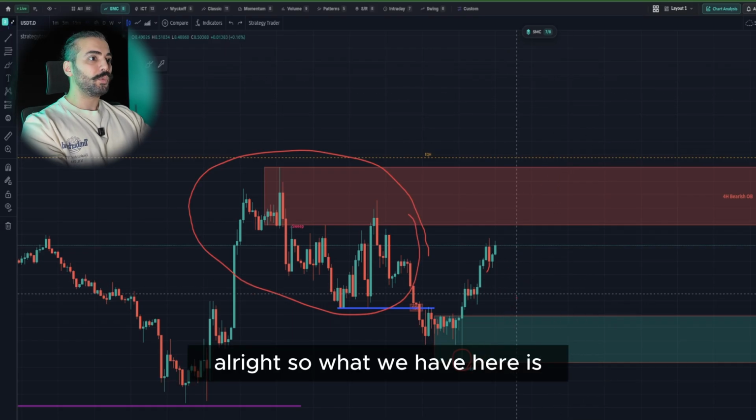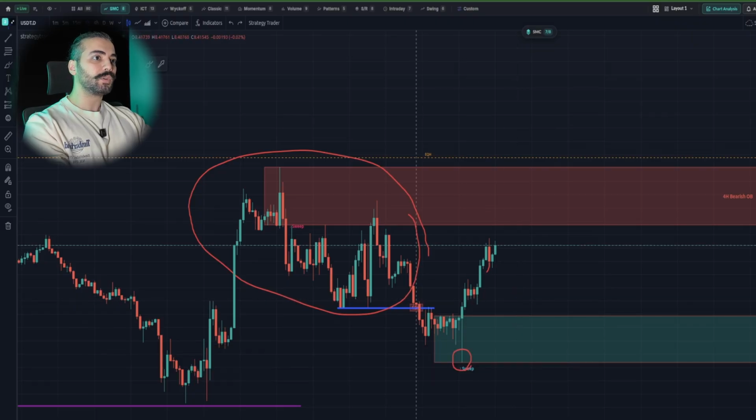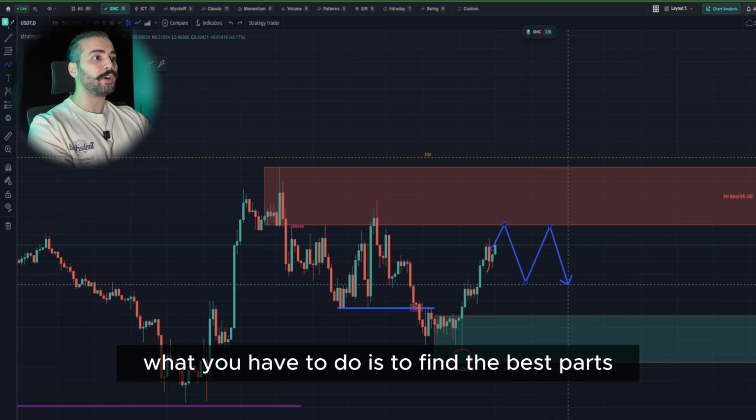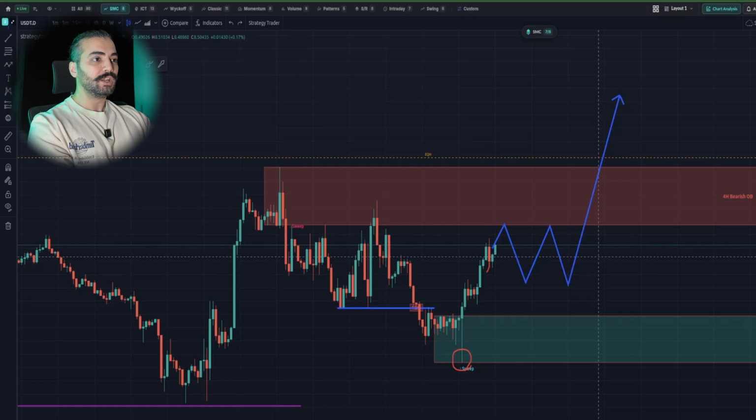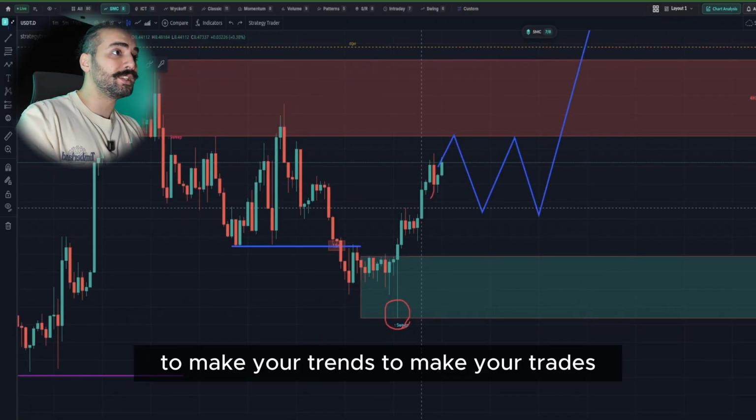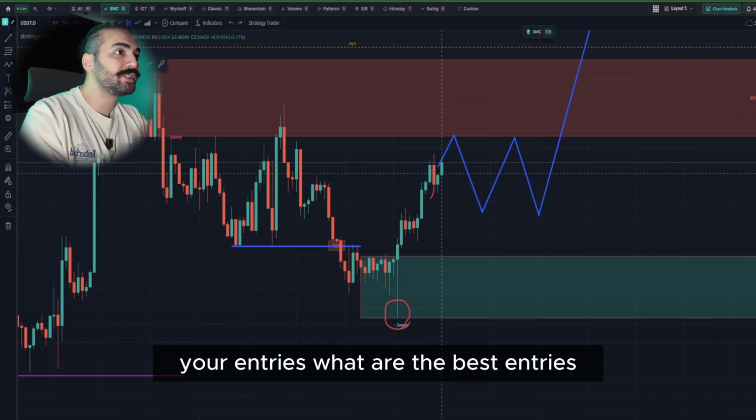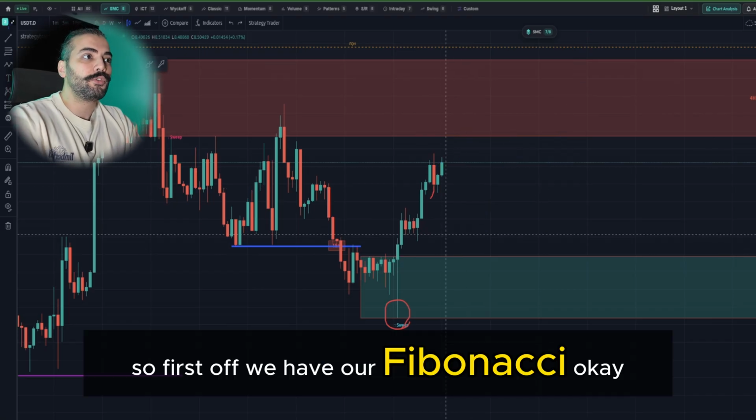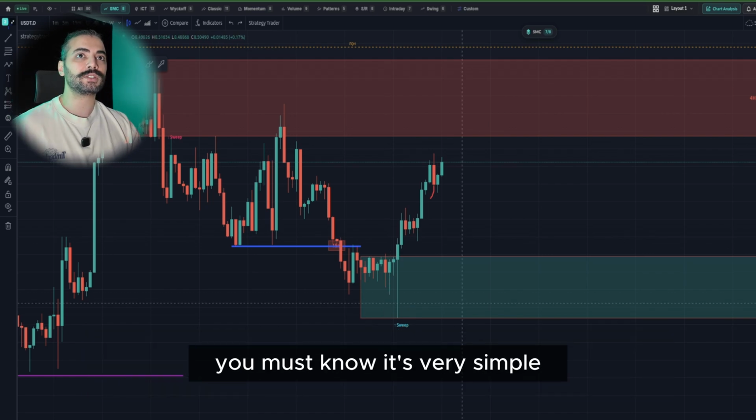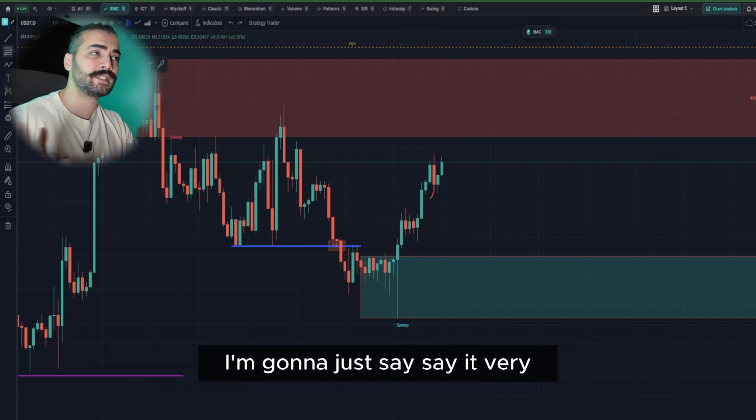All right, so what I expect here is to see some more consolidations. What you have to do is to find the best parts to make your trades, your entries. What are the best entries? I'm gonna get into it now. So first off, we have our Fibonacci, okay? If you don't know Fibonacci, you must know. It's very simple. I'm gonna just say it very, very simple.